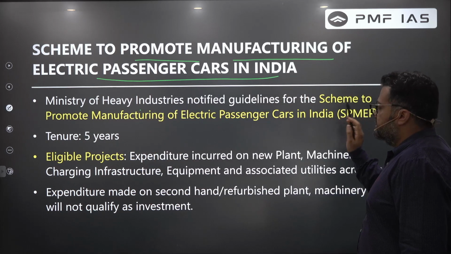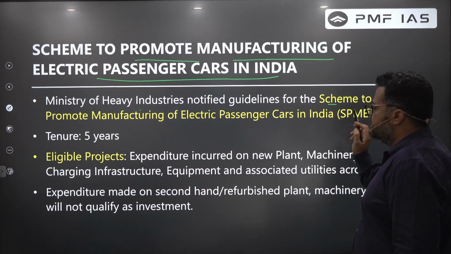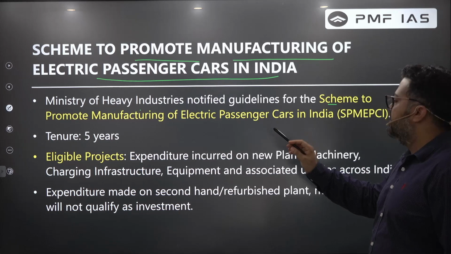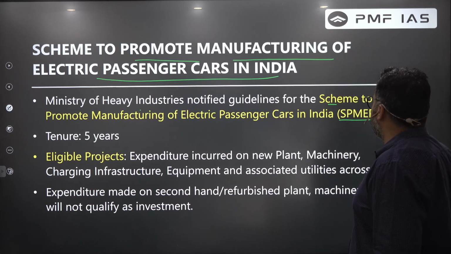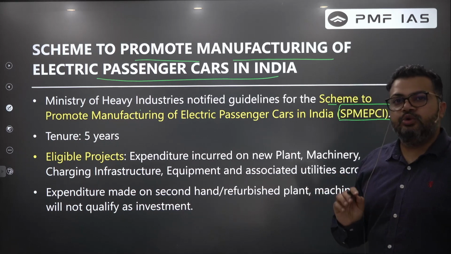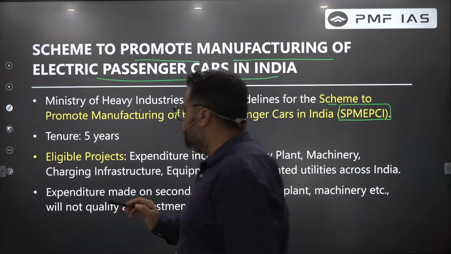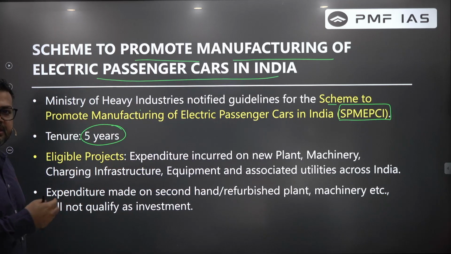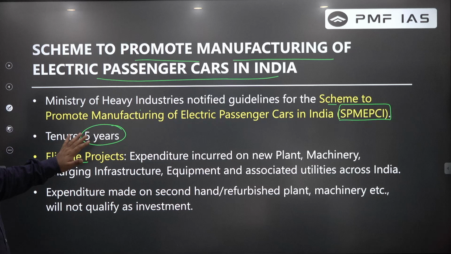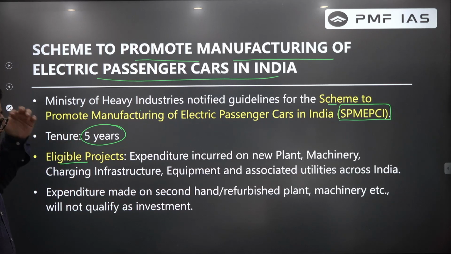The guidelines have been notified for the scheme to promote manufacturing of electric passenger vehicles in India. It's called SPMEPCI. The tenure of the scheme is going to be valid for the period of 5 years. So all the initiatives, all the suggestions that I mentioned in the scheme, they are valid for 5 years, right? What projects are going to be eligible for this particular scheme? What are the benefits that they will get once they qualify?